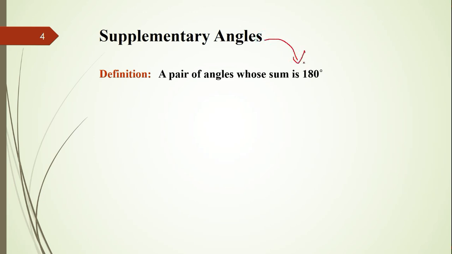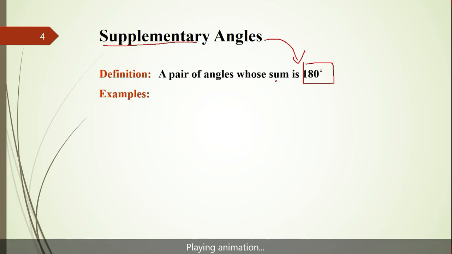So right here, the total degree measure, if you add the two angles, is 180. Supplementary is 180 degrees. Complementary is 90 degrees. Alright, let's continue. So we have an example here.